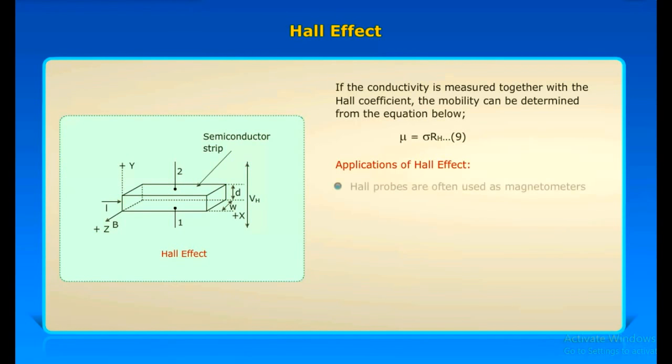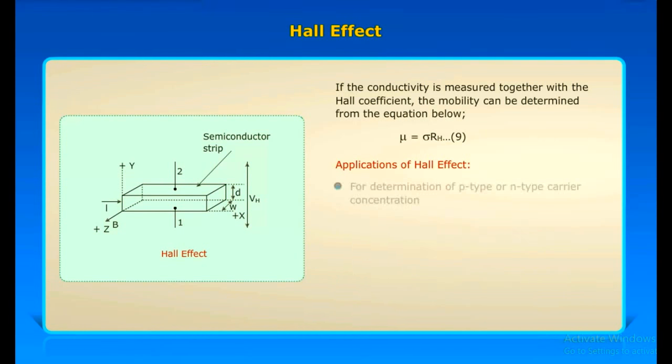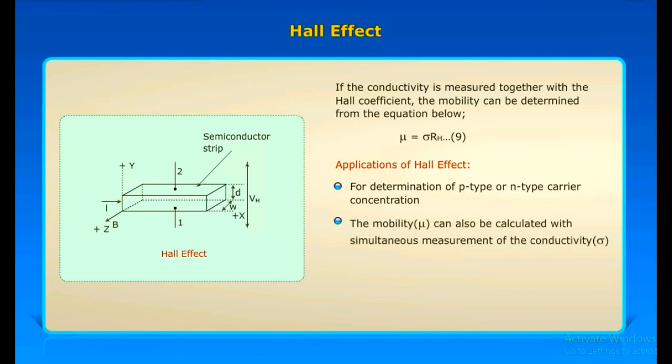Applications of Hall effect. Hall probes are often used as magnetometers. Magnetometers are used to measure magnetic fields or inspect materials such as tubing or pipelines using the principles of magnetic flux leakage. Hall effect devices produce a very low signal level and thus require amplification. For determination of p-type or n-type carrier concentration, the mobility can also be calculated with simultaneous measurement of the conductivity. The conductivity and the mobility are related by the equation.